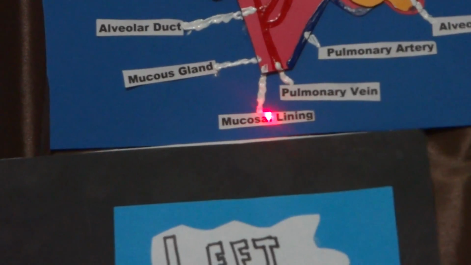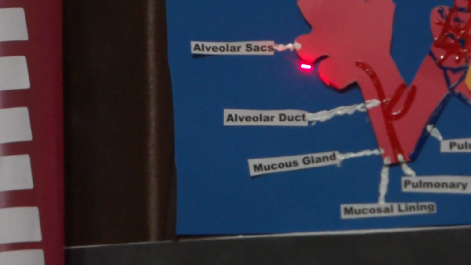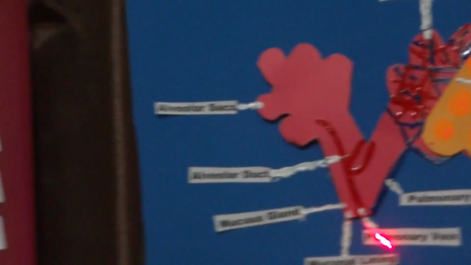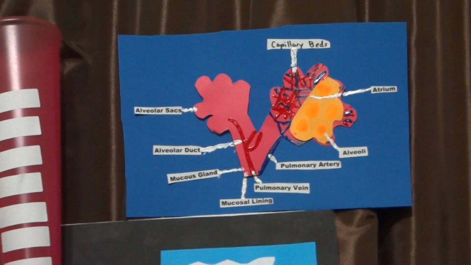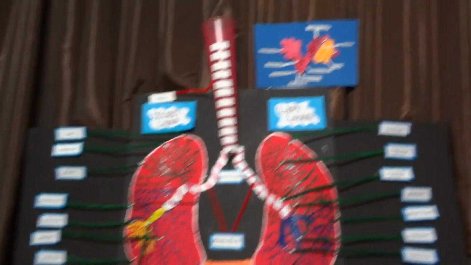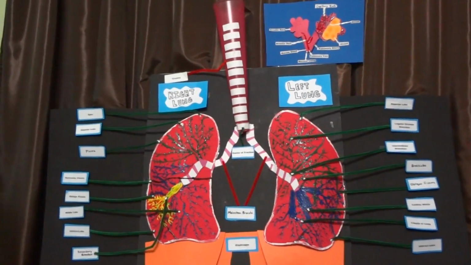The mucus lining and the mucus gland are right next to each other in this area. And then we have the alveolar duct and the alveolar sacs, which are circular. Something important to know is that mucus in the lungs helps protect the body from harmful agents. I will go more into detail of my presentation.